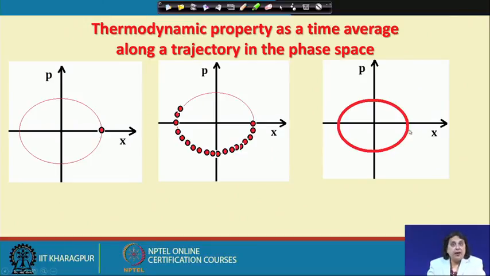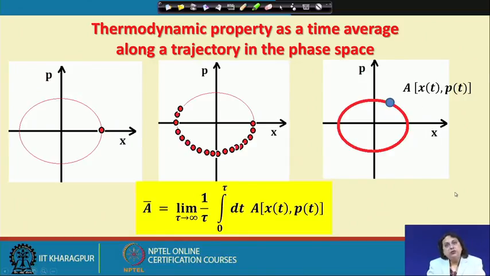And therefore, if I look at the time dependent property of this, what I will find is at every time t, the microscopic state of the system is represented by a point like this, at which I can calculate the value of A, which depends on x and p obviously. And then I do this measurement for a time tau, up to a time tau, and for every intermediate stage we calculate A and then integrate over tau.